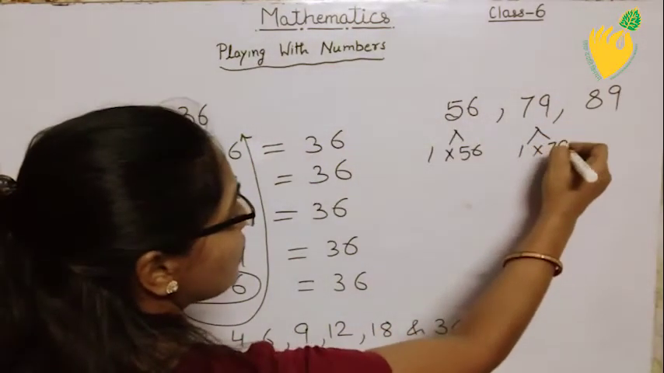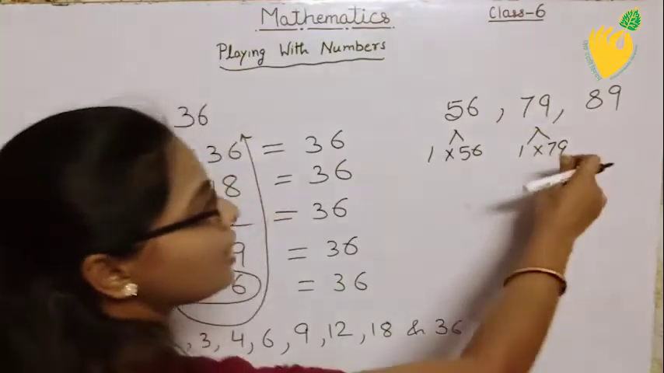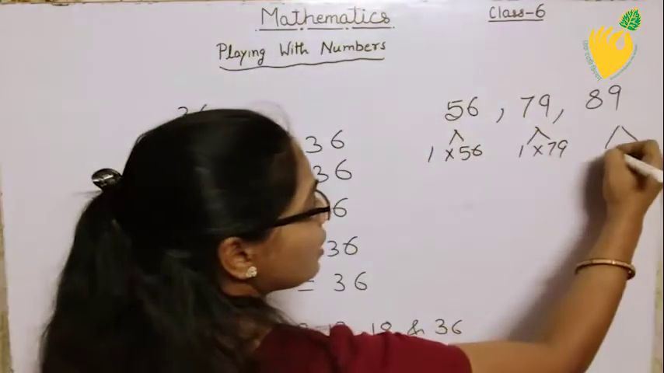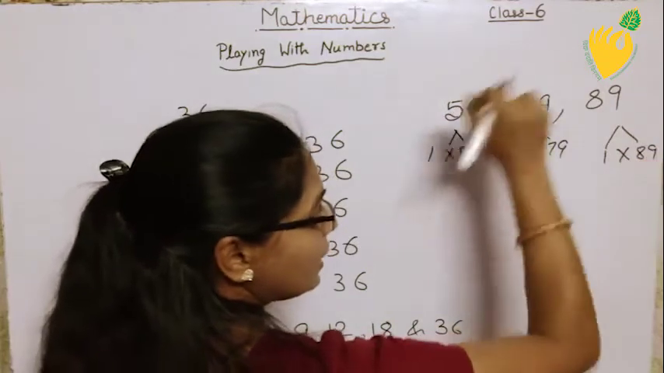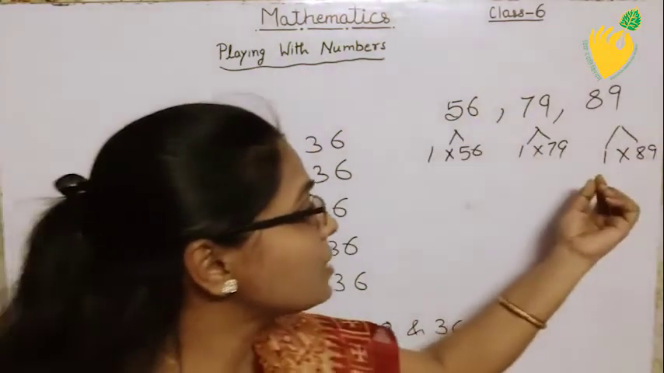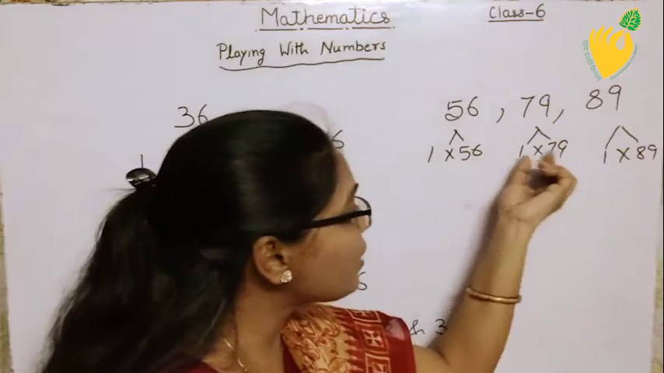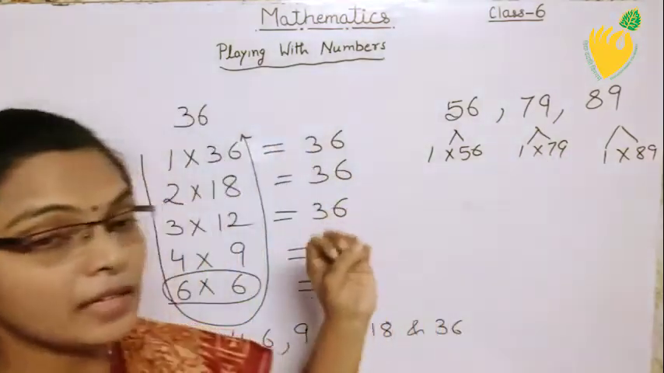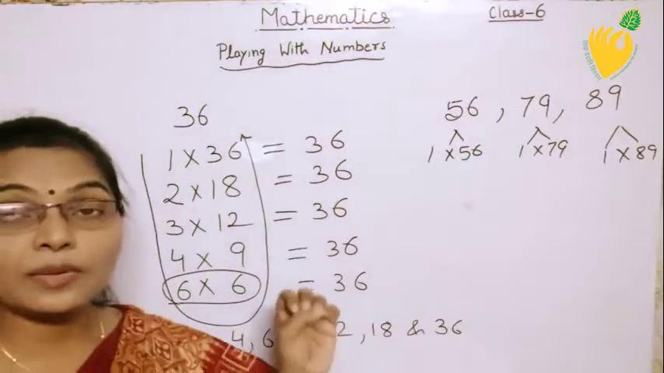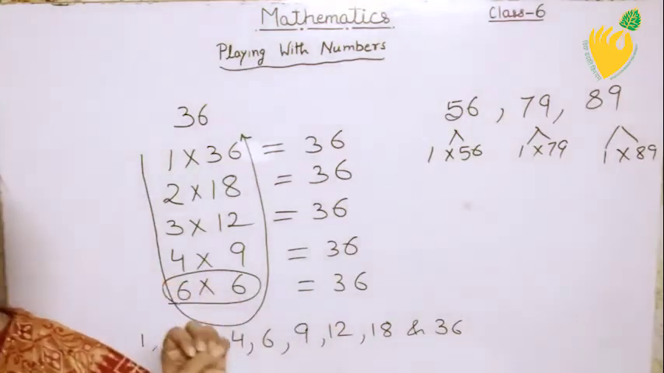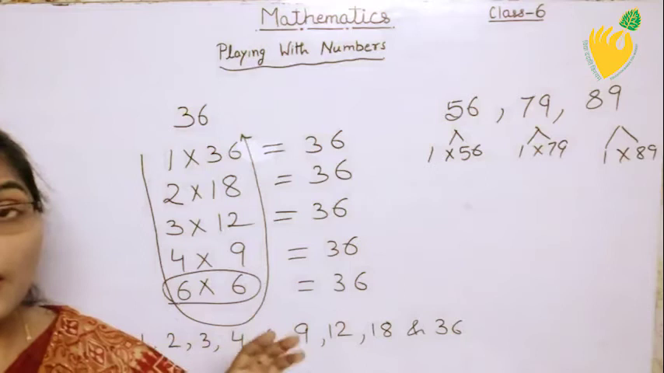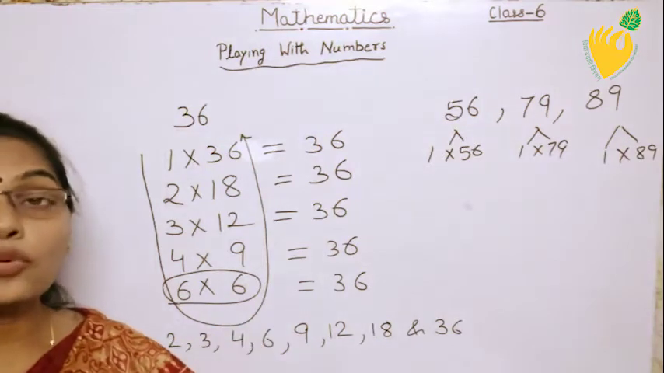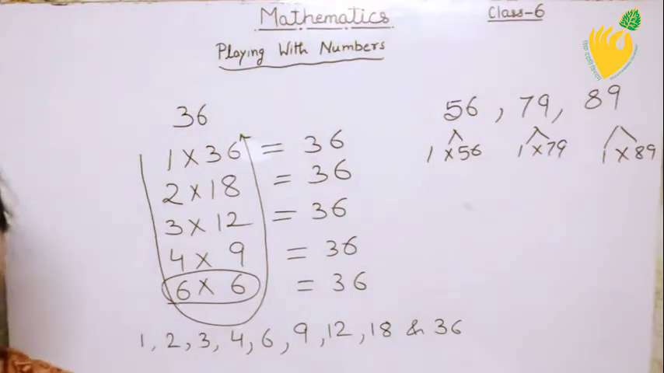Here 1 into 79, that is 1 is the factor of 79 and the number itself. Here 1 into 89, 1 is the factor of 89 and 89 is the factor of 89, that is a number itself, and 1 will be the factor of any given number. That means there will be no number that does not have 2 factors. Every number has at least 2 factors.